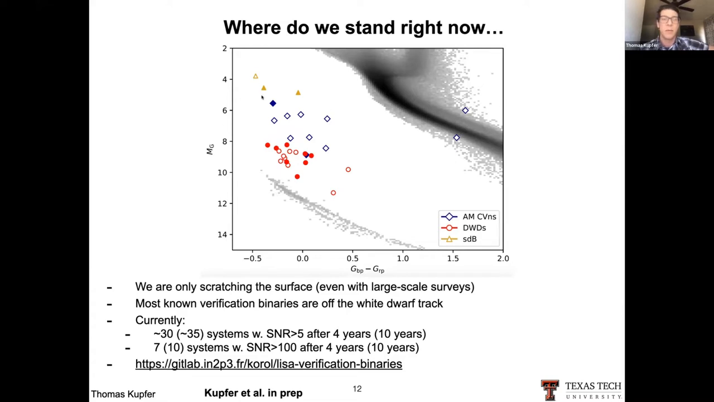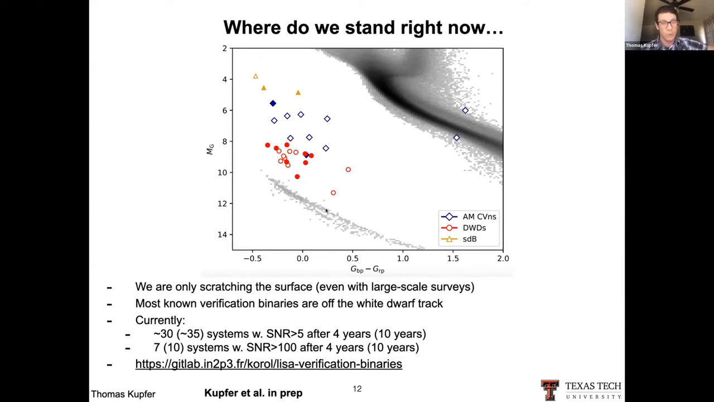It's just that simple. We have the helium stars, sdB, up here, and then we have the accreting AM CVns here, and then we have the white dwarfs here, but none of them actually lies on the white dwarf track. And I would probably guess that most of the LISA predicted sources would be on the white dwarf track, but that's not what we see. And that's purely observational bias, because these sources are brighter, so they're easy to detect.